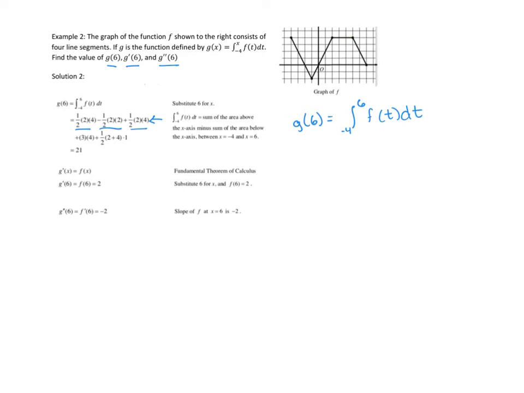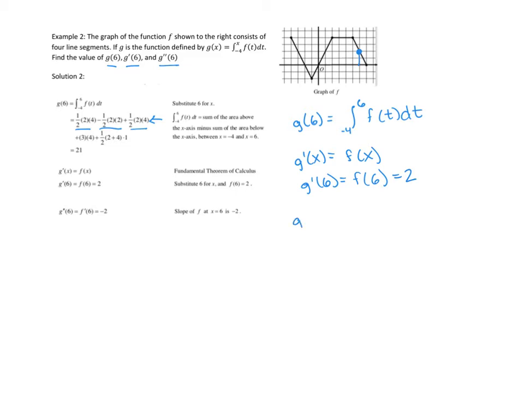For part B, this is a little bit more like what we did in the first note packet. If I'm looking for g prime of x, the derivative of the integral, they sort of undo each other. The derivative of g is just f, so g prime of 6 is f of 6. And if we look at f of 6, 1, 2, 3, 4, 5, 6, 6 is here. This y value is 2, so the answer is 2.